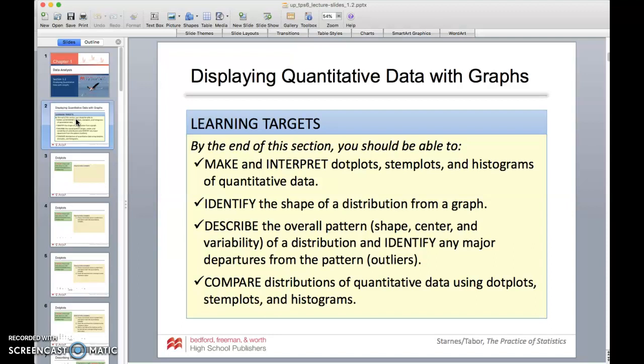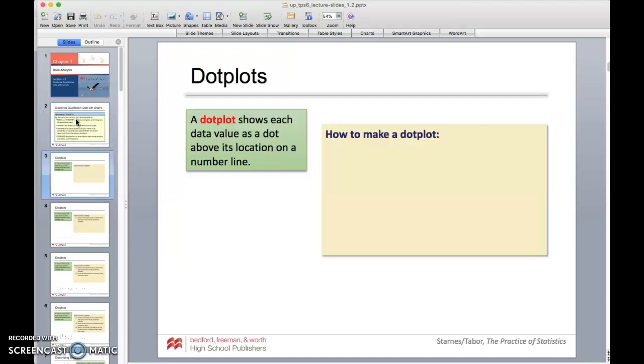histograms of quantitative data. Identify the shape. We'll talk about that in a second. Describe the overall pattern, shape, center, and variability of a distribution. Identify any major departures, things called outliers. We'll define that a little bit later on, but for now we'll just try to recognize what could be, and then we'll get to a definition of that. We'll compare distributions of quantitative data using those dot plots, stem plots, and histograms, so we'll compare those with one another.